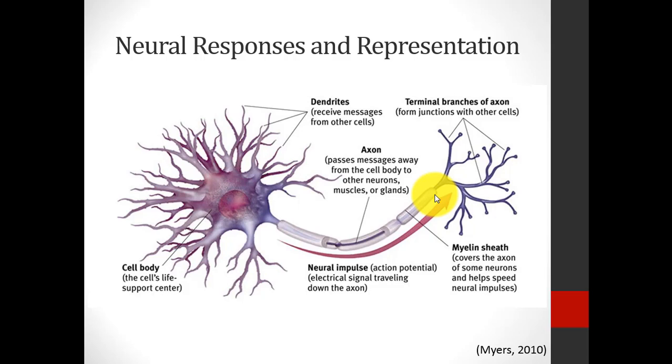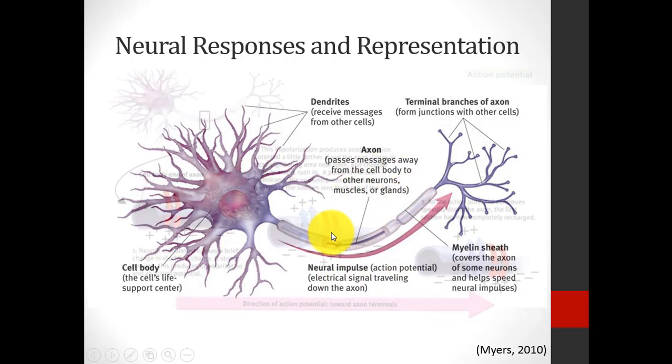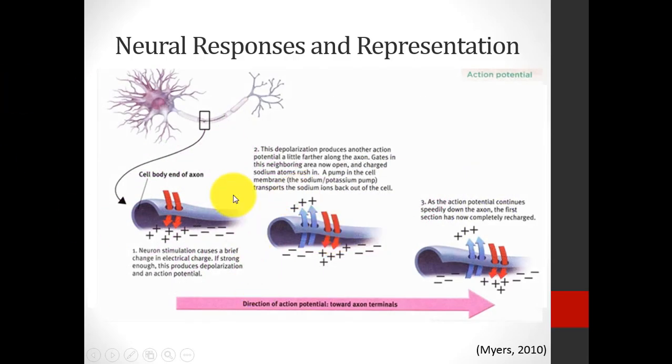Well, it ranges 200 or more miles per hour, all the way down to about 2 miles per hour in certain parts, especially unmyelinated axons. But let's talk a little bit about what happens here as the action potential moves down. Like I said, the ions come in, and here's another one of those.